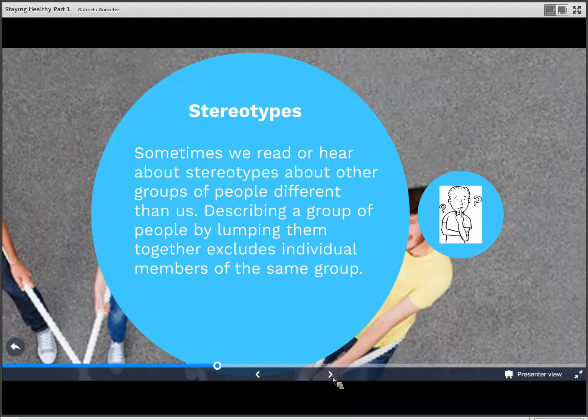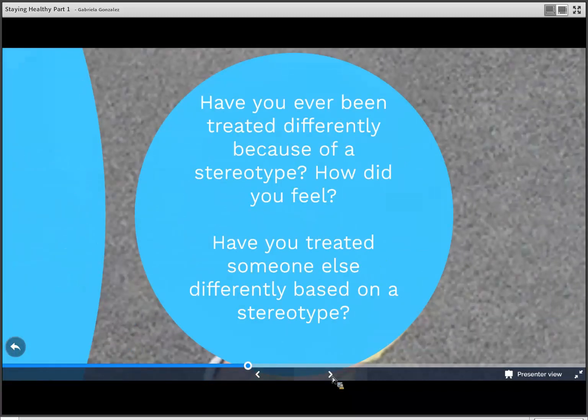And so these clearly are stereotypes that we hear about in society, and they don't necessarily hold up to be true. So I want you to pause for a moment and ask yourself, this might be a sensitive topic for some of you, have you ever been treated a certain way because of a stereotype? How did you feel? Now I want you to ask yourself and be honest, have you ever treated someone else a certain way because of a stereotype that you believe?